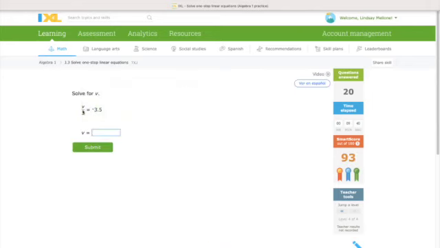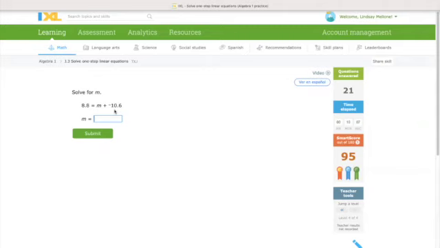For V, right now it's saying divided by 3. So we're going to multiply by 3. We're going to multiply both sides by 3. So my 3's on the left cancel out. Then I've got a negative 3.5, and I'm going to multiply that by a positive 3. A negative times a positive is always a negative, and 3 times 3.5 is 10.5. So my answer is negative 10.5.